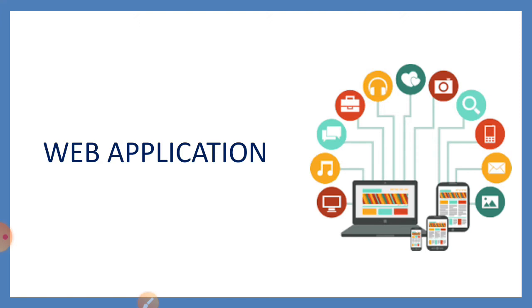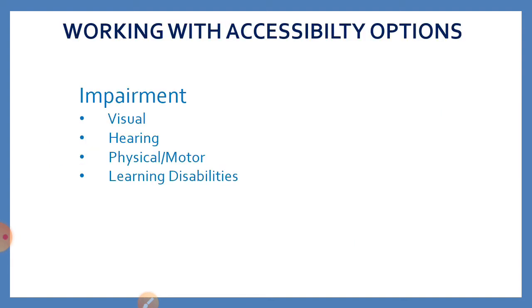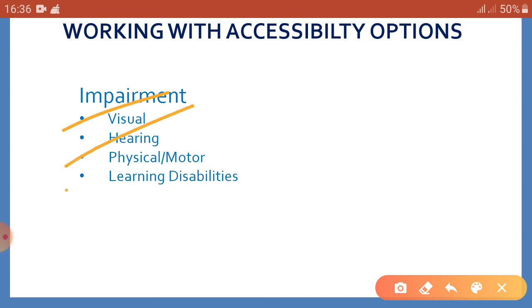So in these sections we are trying to involve the section of people who have visual, hearing or any other physical impairment with the growth of technology. Okay. Common impairments that affect the computer users are: number one is visual impairment, hearing, physical or motor, and learning disabilities.